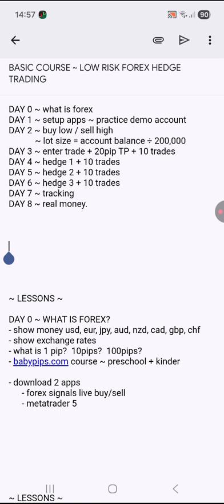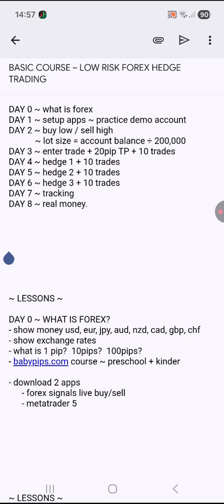We only buy when it's low, below the average price, and do sell orders when it's above the average price. Then we're going to be talking about the lot size, choosing how much of each currency we're going to buy. We want to keep it low risk. So that's the account balance divided by 200,000. I can't reiterate that enough.